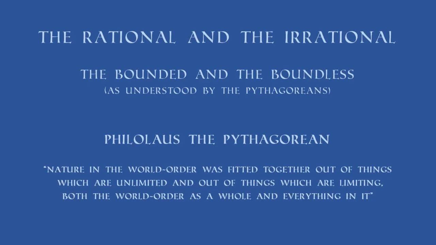Nature in the world order was fitted together out of things which are unlimited and out of things which are limiting, both the world order as a whole and everything in it. So there we've got a similar, perhaps more philosophical idea, which is expressing this same principle that you get in mathematics of the rational and the irrational, or the commensurable and the incommensurable.